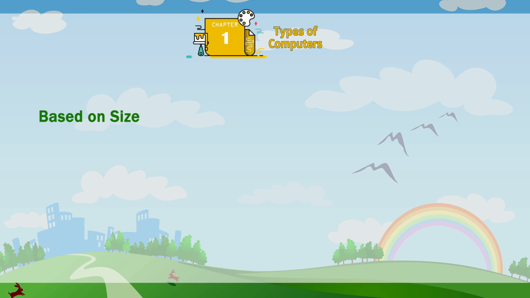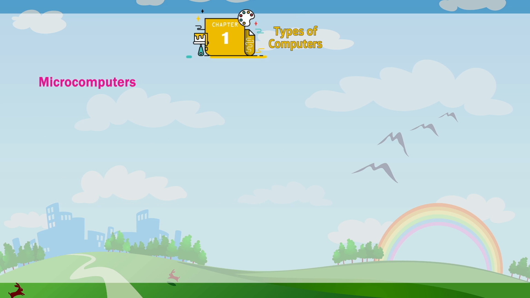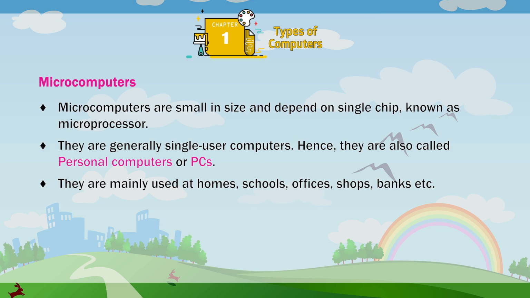Based on size. On the basis of size, computers are of 5 types: microcomputers, mainframe computers, wearable computers, mini-computers, supercomputers. Microcomputers. Microcomputers are small in size and depend on a single chip, known as a microprocessor. They are generally single-user computers. Hence, they are also called personal computers or PCs.